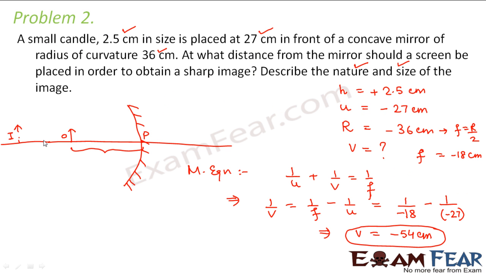That means, how would the image be? This will not be the image. The image will be somewhat like this. It will be enlarged, it would be inverted and real, right? So we calculated the nature, size and position of the image.